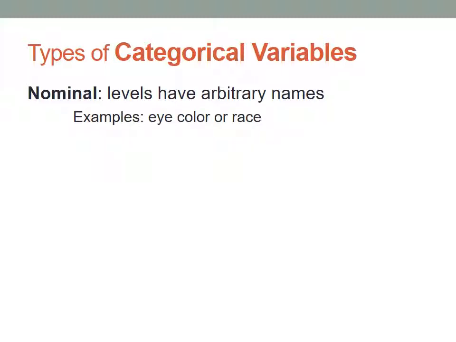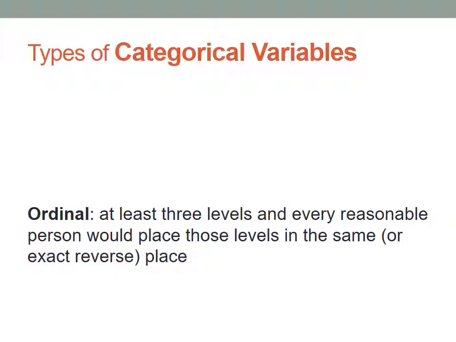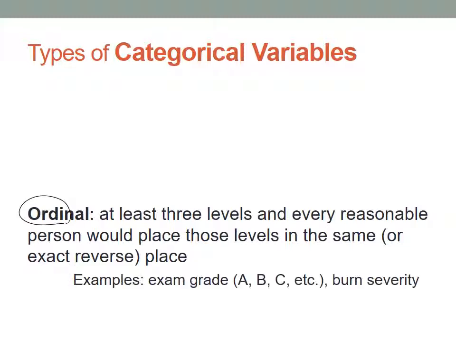Okay, so that's different than what we would call ordinal. So ordinal, notice the word order might be in there. It has at least 3 levels, and every reasonable person would place those levels in the same or exact reverse order. So order somewhat plays a role here. So let's look at an example. You deal with exam grades all the time. Now, you might have grades that are based on a numerical scale, but we also sometimes assign grades A, B, C. And again, that's categorical. The labels are not numerical, but every reasonable person would say that an A is higher than a B is higher than a C, because these are representative of different outcomes.